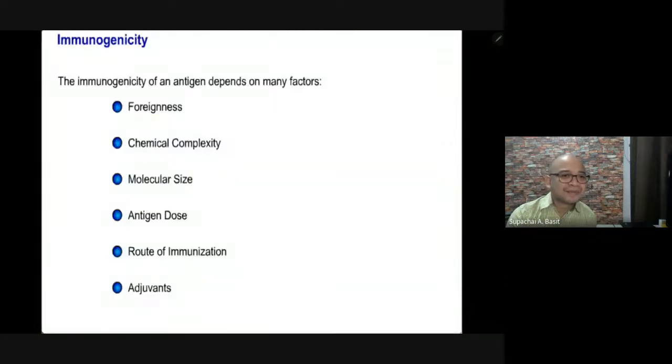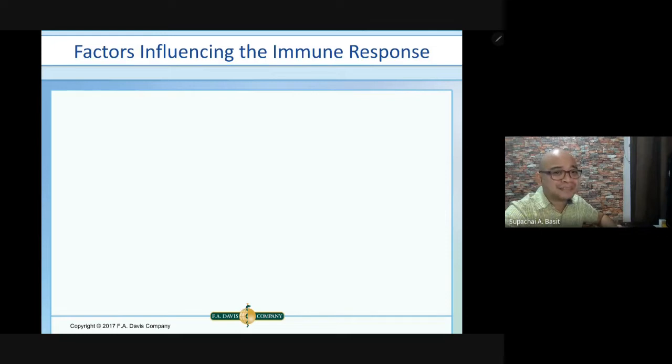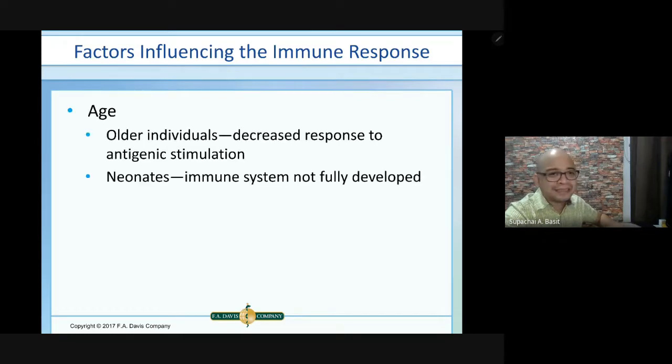Okay, so let's talk about immunogenicity. Okay, so immunogenicity depends on several factors. Okay, we will be discussing them in detail later on. The foreignness, chemical complexity, the molecular size, the dose of the antigen, and then the route of immunizations, and of course, the presence of adjuvants. So at this point, let us discuss what are the different factors that may influence the immune response.